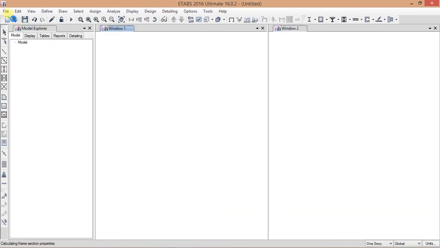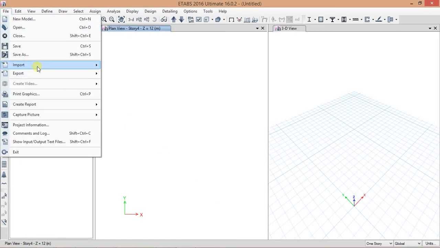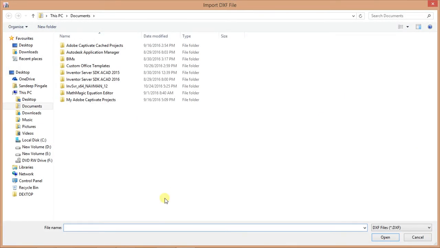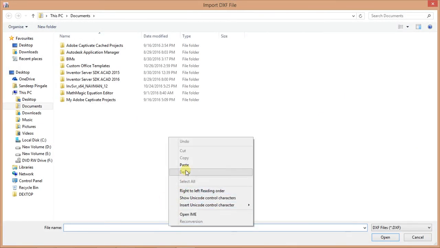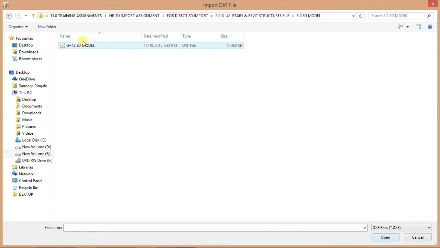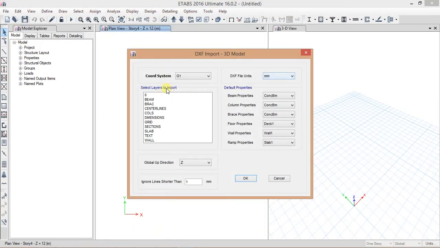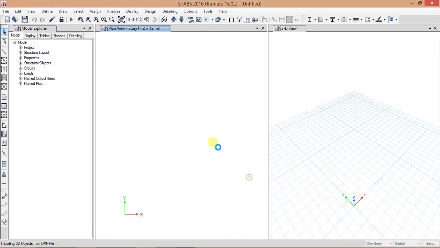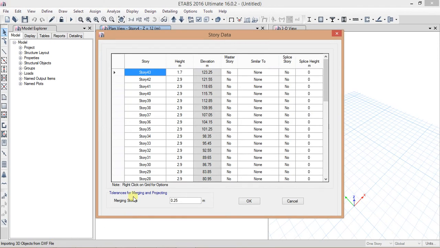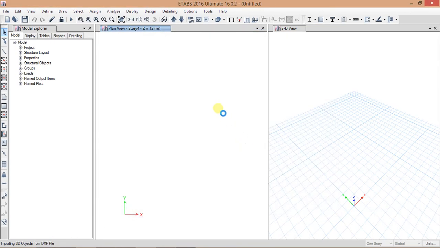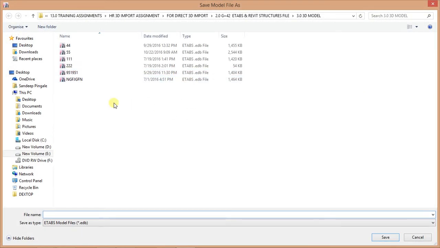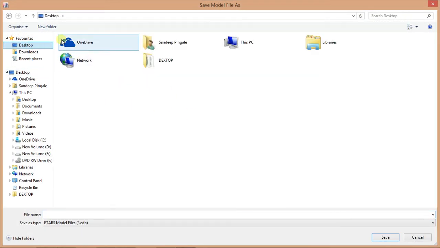We'll study how we can import the model through the 3D. Okay, I'll just paste the path over here to import the DXF file. So we are importing the DXF file, 43 story building. How we can quickly generate the mathematical model that we will be checking into this. Now we can see that the mathematical model is getting generated.